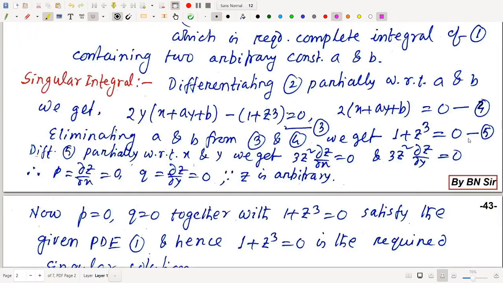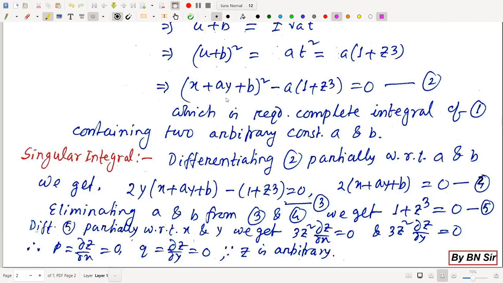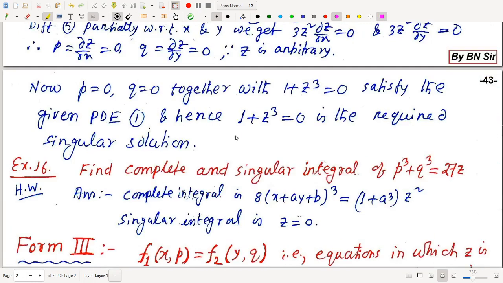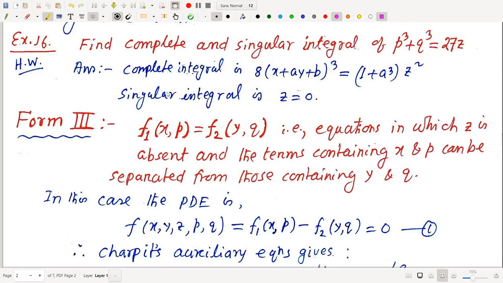1 plus Z cube equal to 0 satisfies the PDE number 1 without any arbitrary constant. And also this cannot be obtained from the general complete integral by giving particular values to A and B. That's why it is the singular integral or singular solution. So 1 plus Z cube equal to 0 is the required singular solution or singular integral. So this way we find the singular integral. In any other question also it may be asked. Of course, some PDEs may not possess a singular integral.